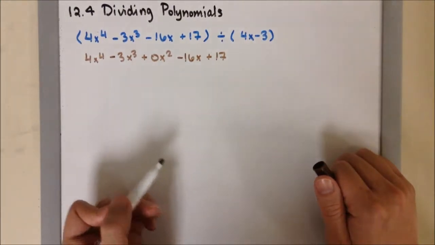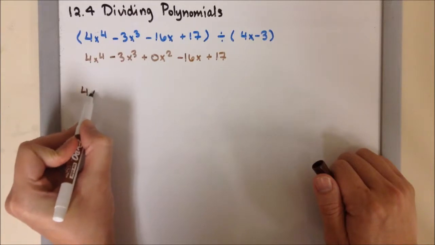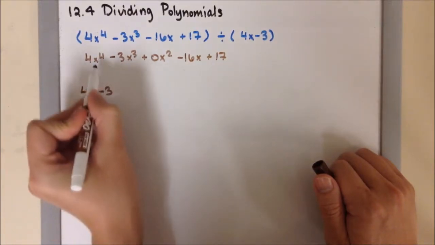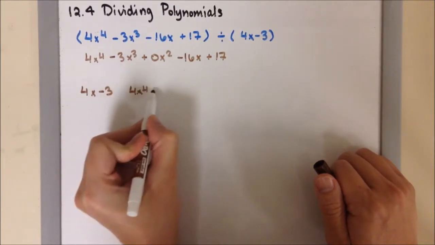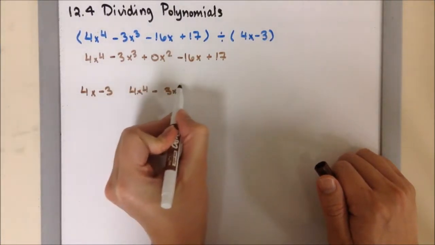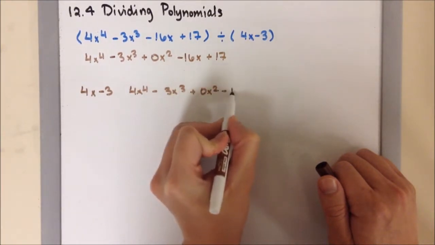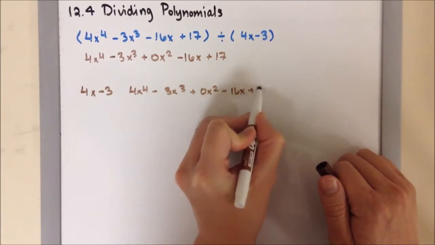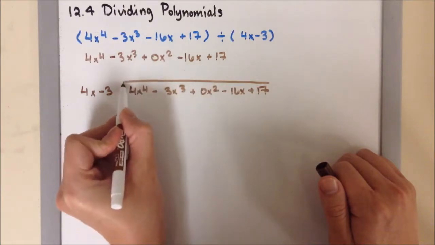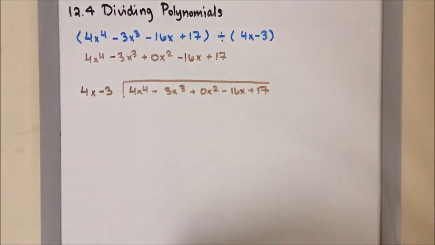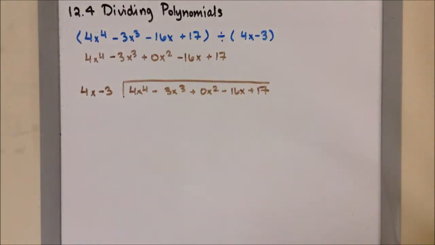So let's set up our work with our divisor. The divisor will be outside, so 4x minus 3. And then this will be on the inside, so 4x to the 4th minus 3x to the 3rd plus 0x to the 2nd and minus 16x plus 17. And then we're just going to set up our long division work. So again, this is a review of what we did last semester in chapter 5.